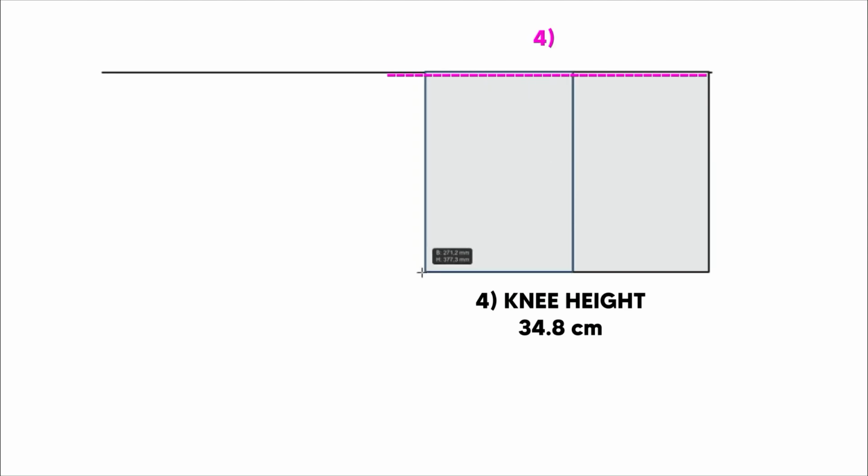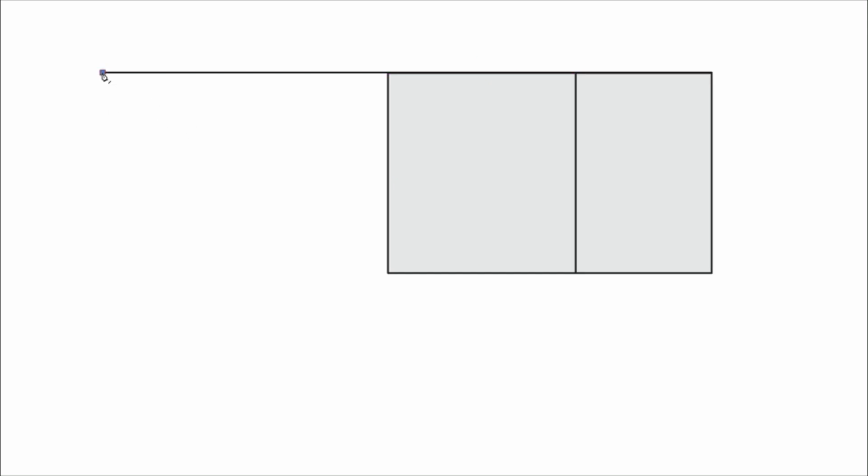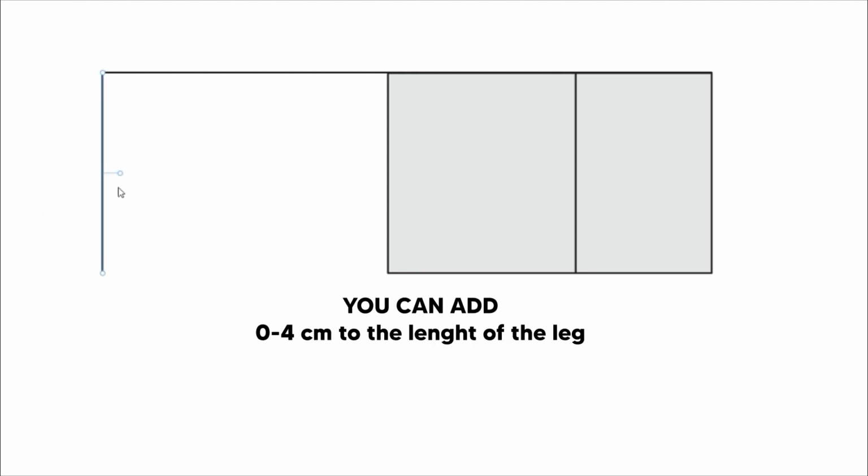Then we are going to take our knee height, which is point number 4. In Terry's case, that's 34.8 centimeters. And at the bottom, we're drawing a line for the end of our seam. You can add 0 to 4 centimeters if you want to have it a bit longer, but I'm adding 0 centimeters at the bottom of the seam here, simply because I don't think we need that much.